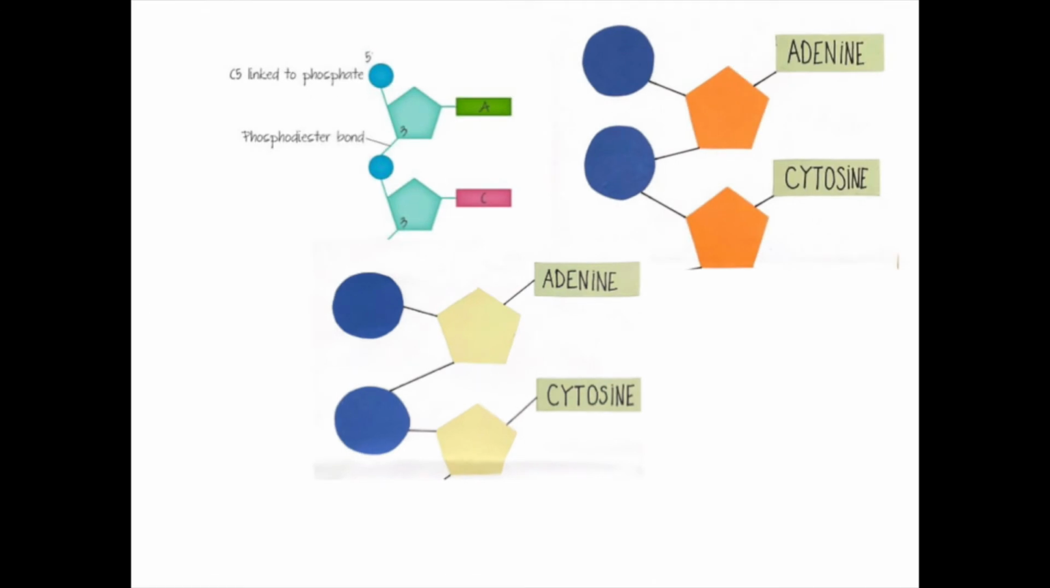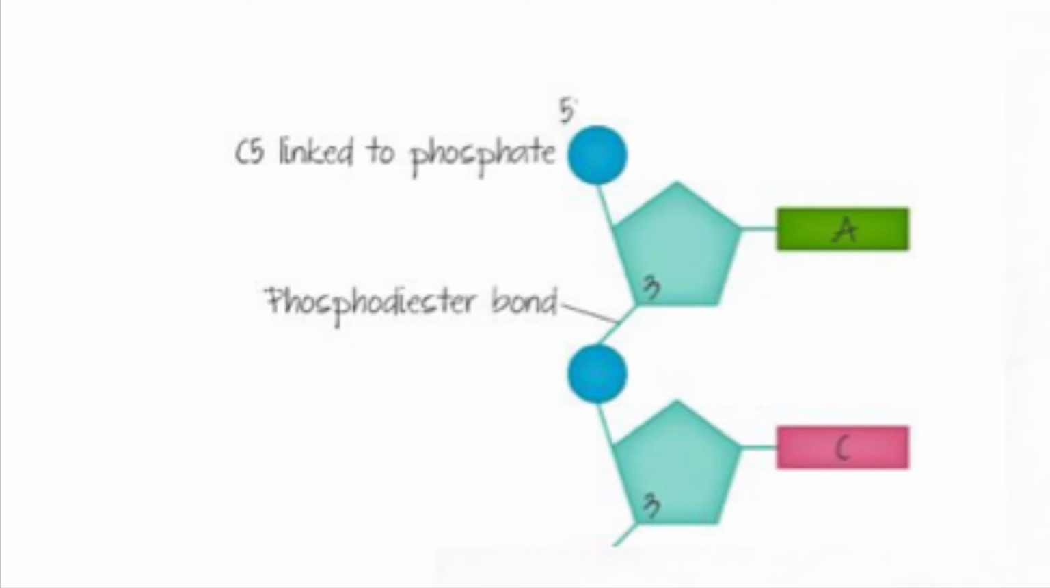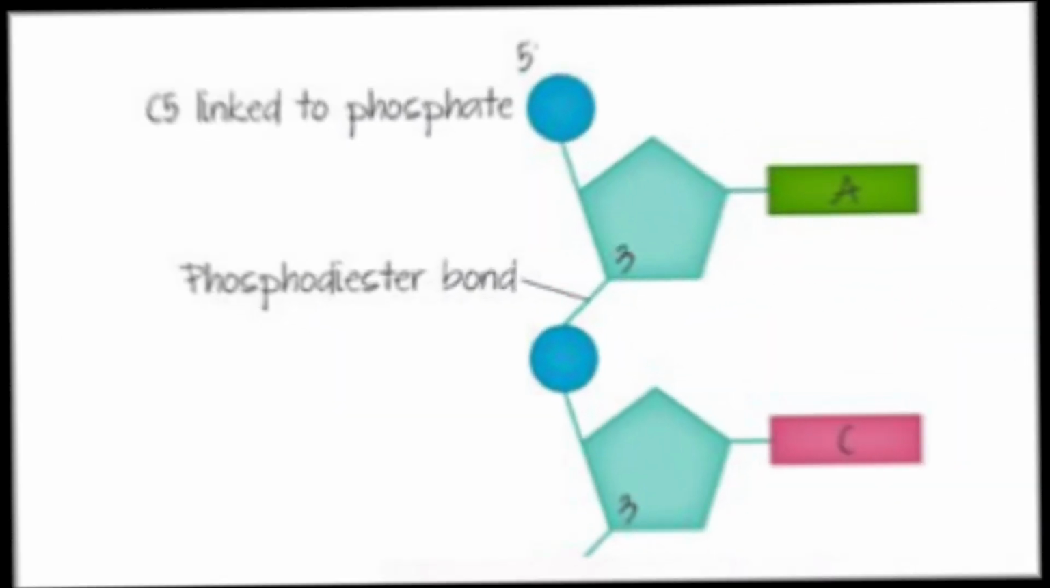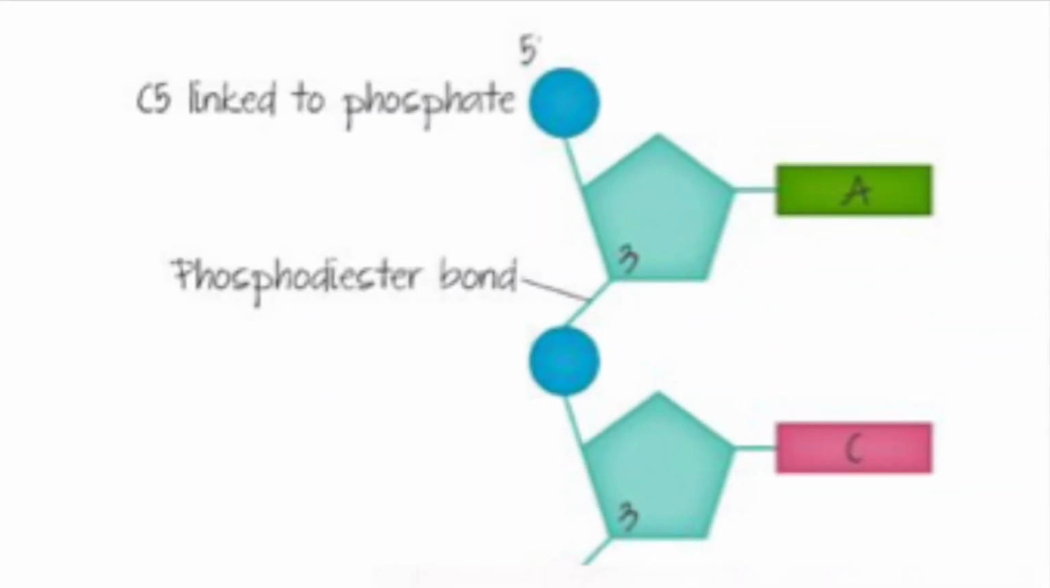These units are linked through phosphodiester bonds, which are similar to covalent bonds. This then allows them to make a single strand called a polynucleotide. The first bond is formed between the 5th carbon and the phosphate group, and the second bond is formed between the hydroxyl group and the 3rd carbon.